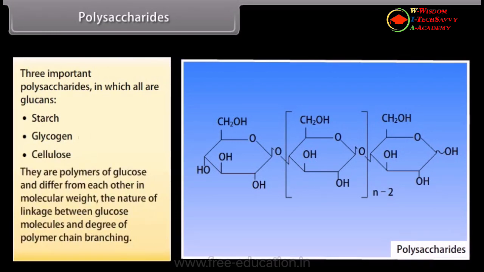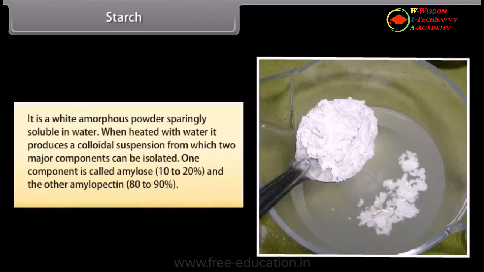They are polymers of glucose and differ from each other in molecular weight, the nature of linkage between glucose molecules, and degree of polymer chain branching. Starch. It is a white amorphous powder, sparingly soluble in water. When heated with water, it produces a colloidal suspension from which two major components can be isolated. One component is called amylose and the other amylopectin.